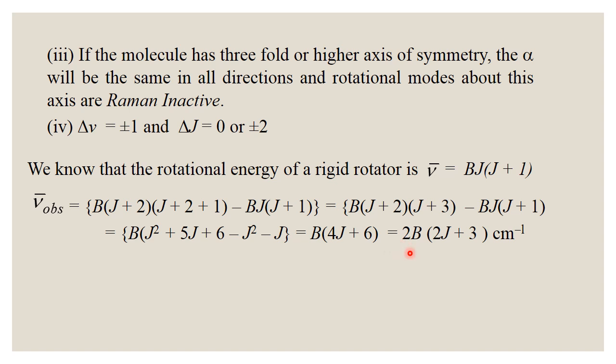If you simplify it, you will get 2B into 2J plus 3. But the energy difference between the energy levels in the rigid rotator is 2B into 2J plus 1. It is for J equal to 0 to J equal to plus or minus 1. This is the energy difference. 2B into 2J plus 3 centimeter inverse.